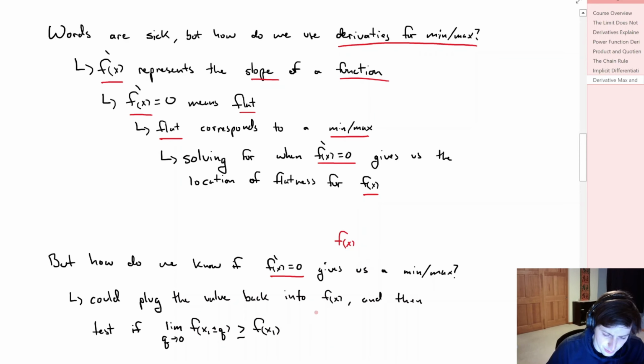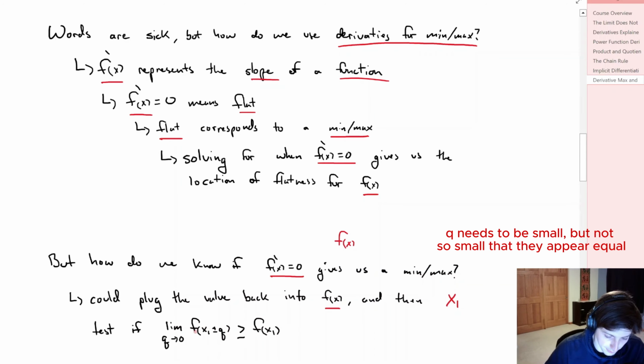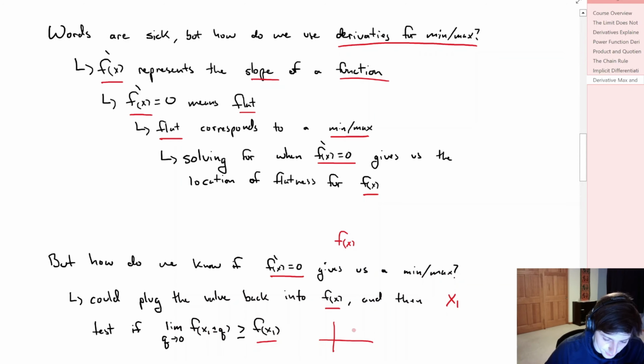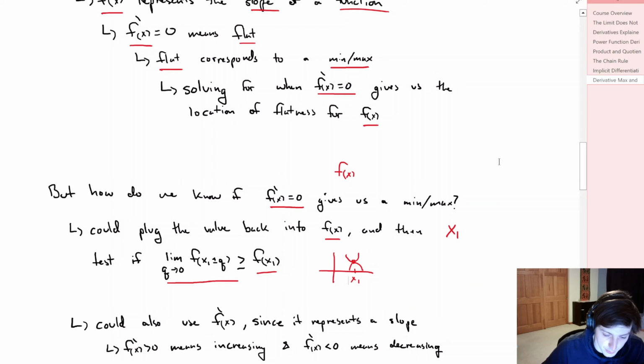And what we could do is plug these values into f of x. Let's say we had some critical point, x1, and we could look at the limit as q goes to 0 of f of x1 plus or minus q. And we would compare that to what the value at that critical point gave us. You can kind of think of this if you had some graph. We found this critical point, x1. What this limit is going to do is show us the nature around x1.